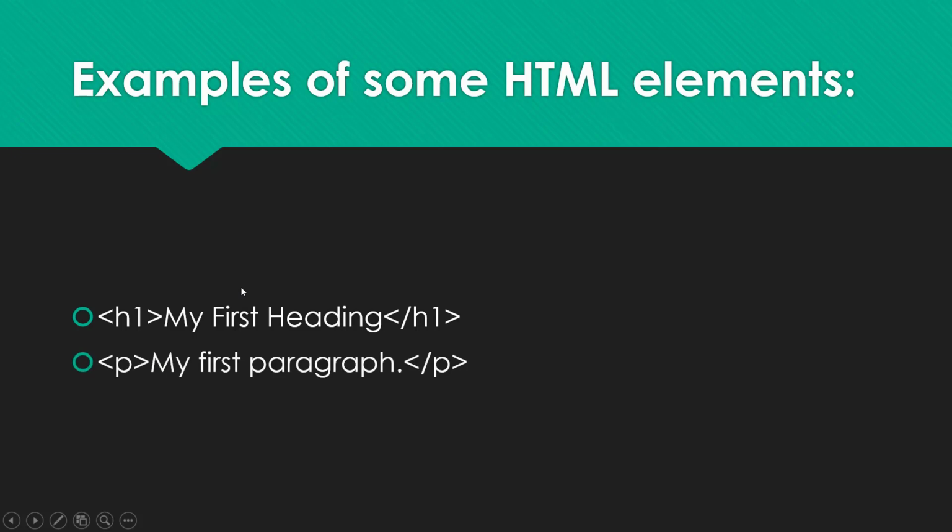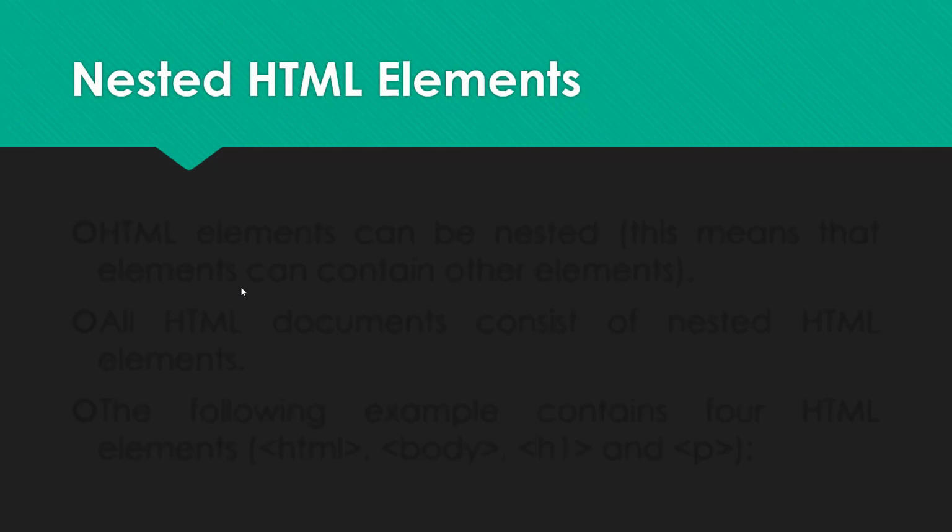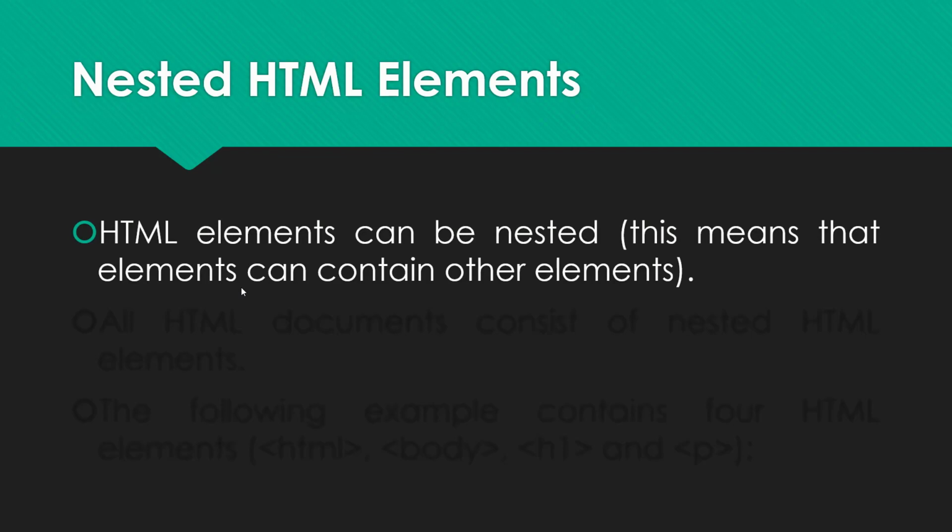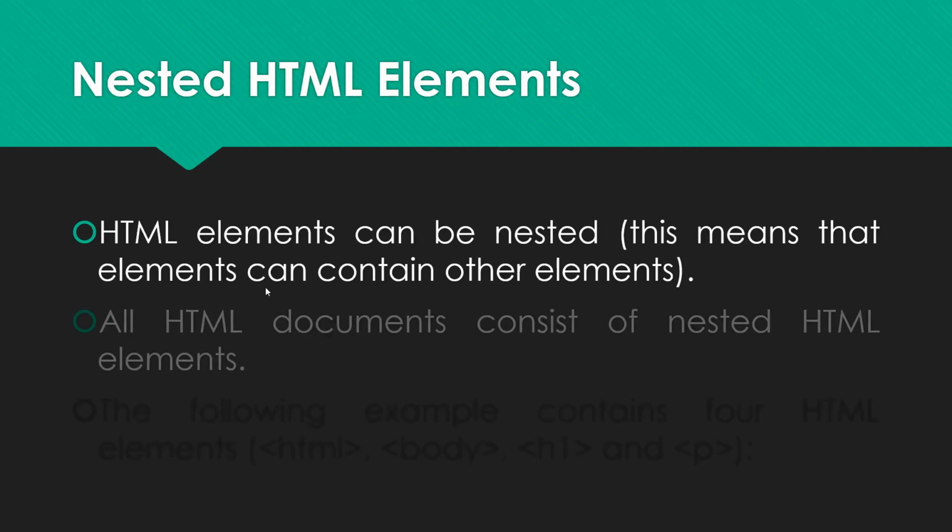Here's an example of another HTML element. We have another type of HTML element, which is the nested HTML element. An HTML element can be nested. It means that elements that can contain other elements are the ones we call nested elements. So in simple terms, anything that can contain another thing is what we call nested. If a tag is contained within another tag, that is also an HTML element.